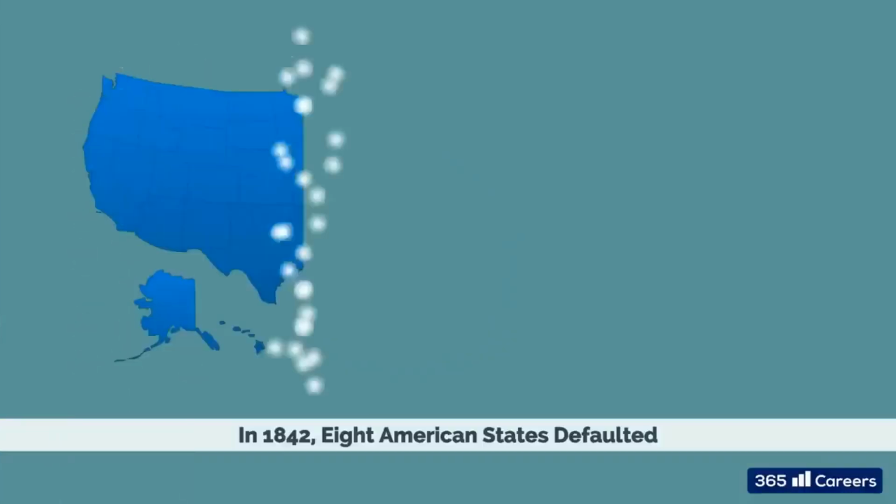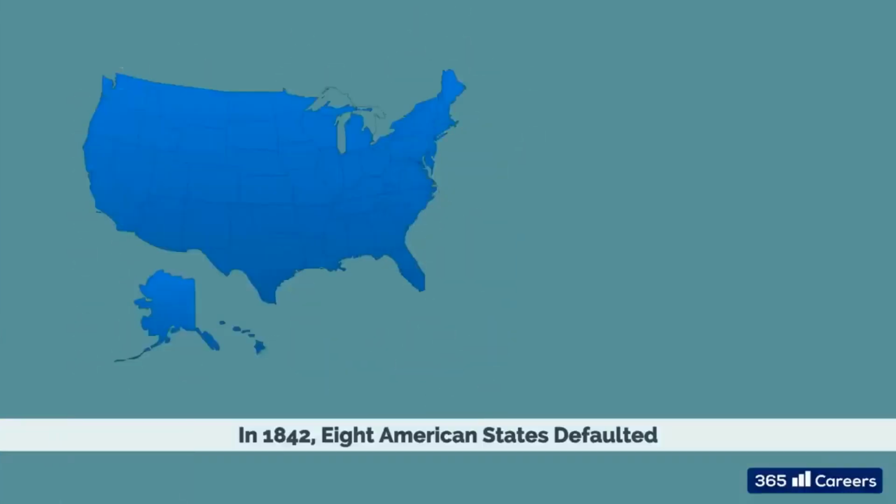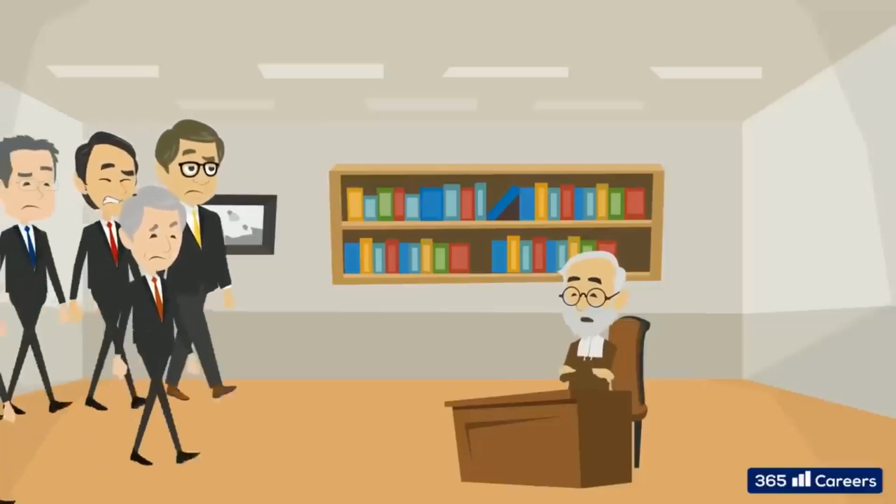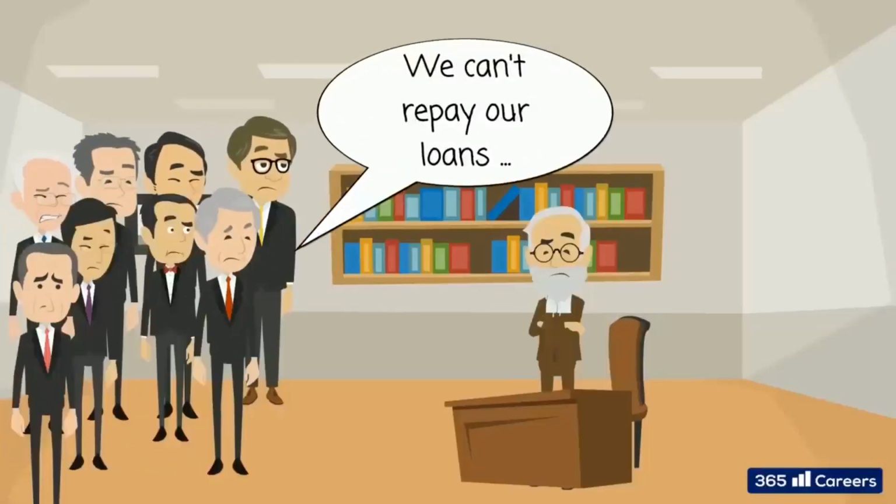In 1842, 8 American states defaulted because their economies relied heavily on the production of cotton, and the price in that year was too low. These states could not repay their loans and refused to do it, which put at risk the capital of the investors who bought these securities.